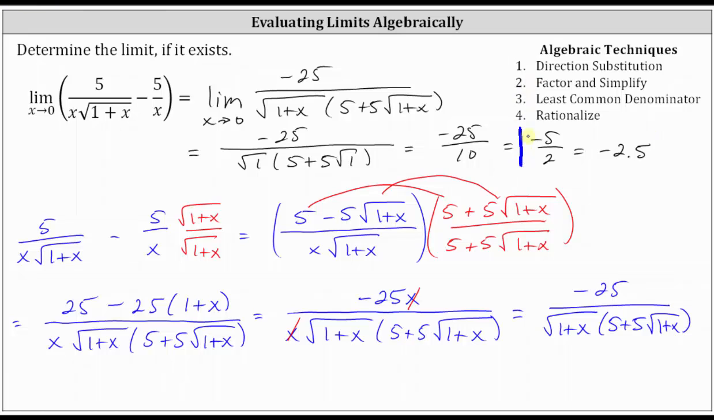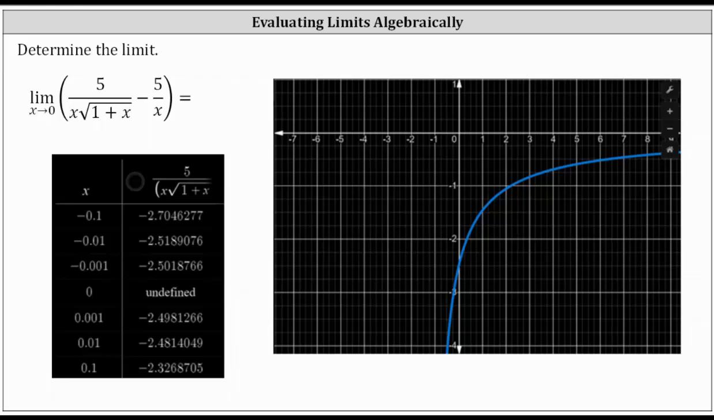So this was quite a bit of work. Let's verify the results using a table of values as well as the graph of the original function. So looking at the table of values, notice if we approach 0 from the left, our values are less than 0, the function values do approach negative 2.5 or negative 5 halves. And as we approach x equals 0 from values greater than 0, or from the right, again we can see the function values do approach negative 2.5 or negative 5 halves.